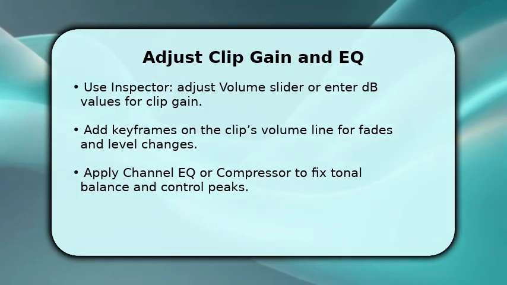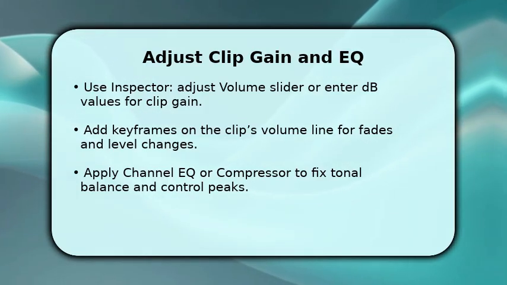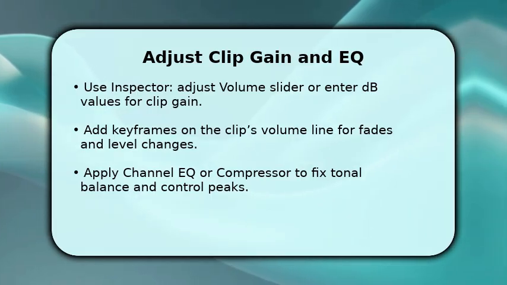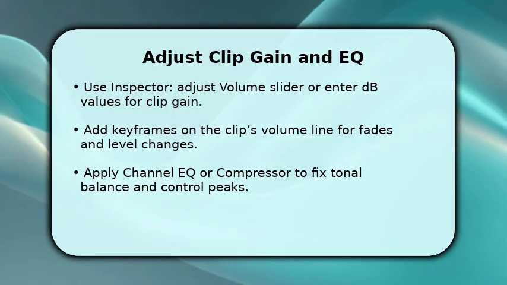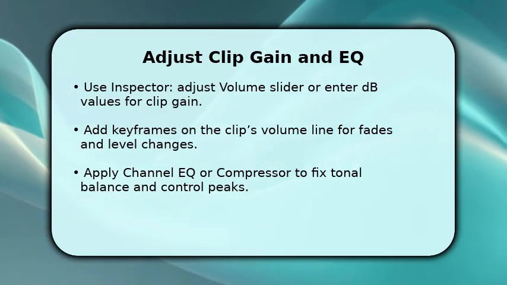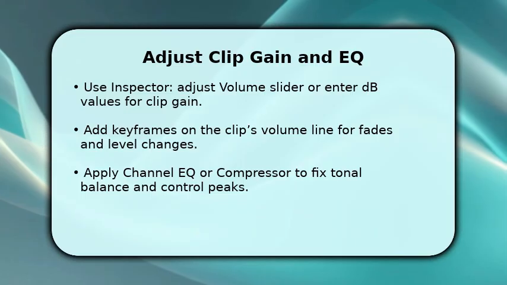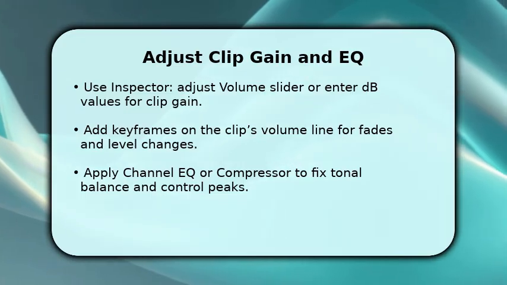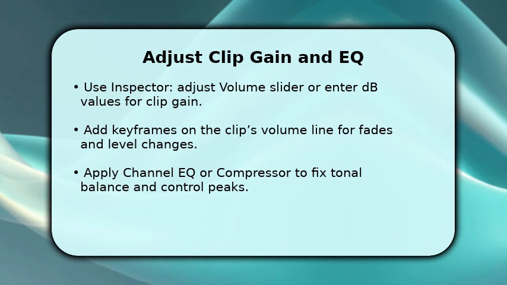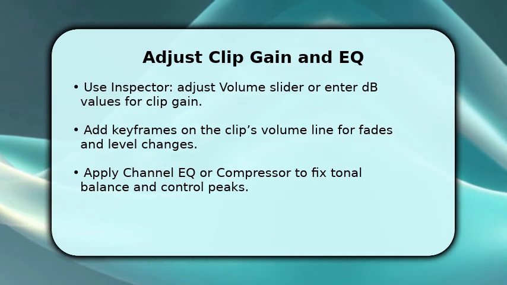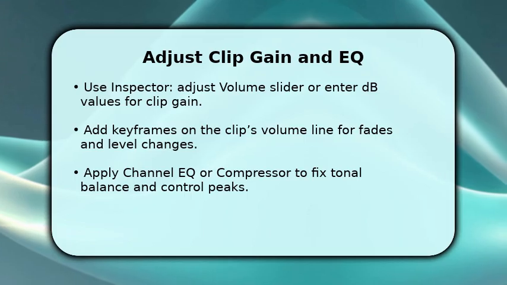Next, for dynamic changes over time, add volume keyframes directly on the clip's horizontal volume line. Click to add points and drag to create smooth fades or loudness ramps. Then, apply channel EQ to tame frequencies and a light compressor to control peaks. These processors make perceived volume more consistent. Keep watching meters and adjust until levels sit comfortably below clipping.